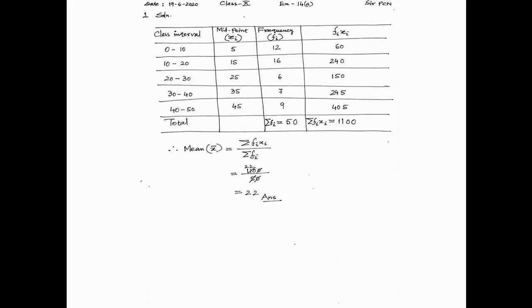And this side, when you add all the Fixi's, this product of frequency and mid value, you will get 1100. Now you apply the formula. Therefore, mean x bar equal to sigma Fixi divided by sigma Fi. So 1100 divided by 50, you cancel, you will get the result. So this is the answer, mean equal to 22. Let us proceed to another question.